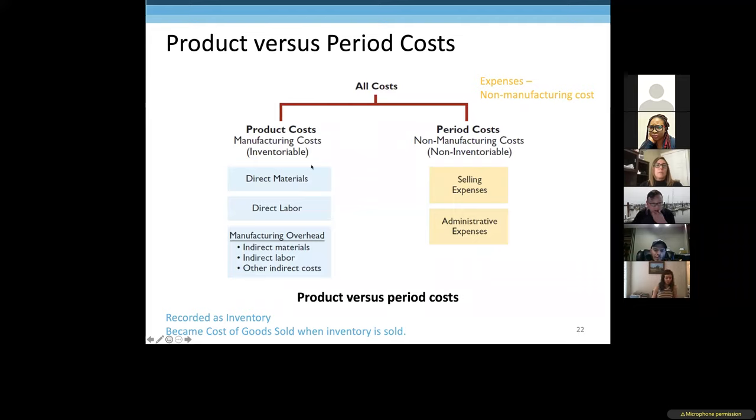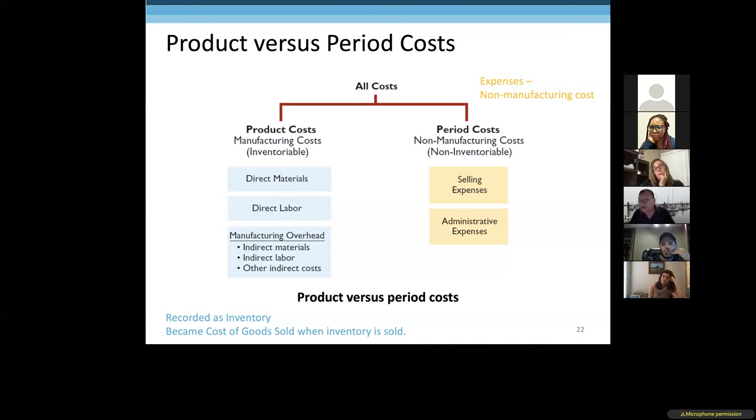Product versus period cost. So the product cost, these ones, first will be in the inventory, okay? So you have raw materials inventory, you have work in progress inventory, you have finished goods inventory. So all these product costs will be captured in the inventory on your balance sheet, okay? Until you sold the inventory, it will be part of your cost of goods sold. And you learn this in 2100. For the period cost, okay, these ones will be in the income statement as the expenses, okay? That's the difference between product and period cost from the financial statement perspective. Product cost will stay on the balance sheet as inventory until they were sold, and that portion will become cost of goods sold. Period costs will be in the income statement as expenses.